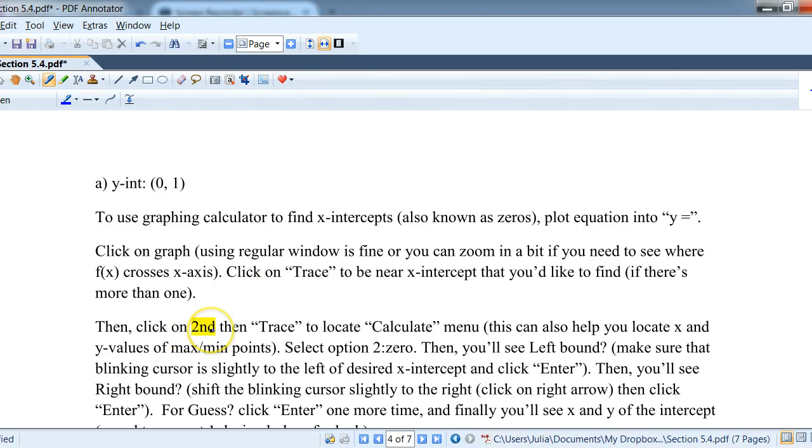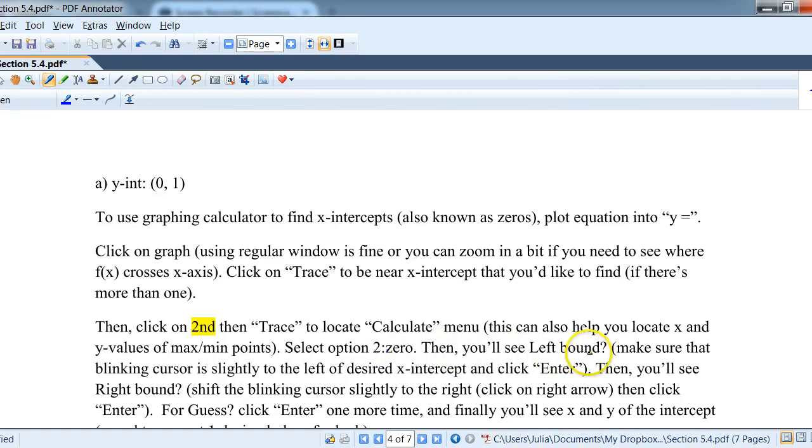So then you would click on second trace. You'll be in the calculate menu, and there are lots of options in that calculate menu. You will actually need option 2, so you can click on 2 or go down to 2, select it and then click enter.